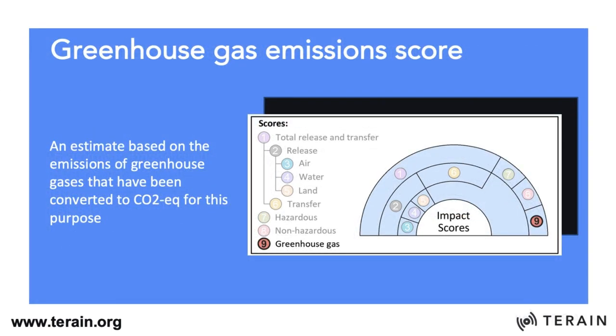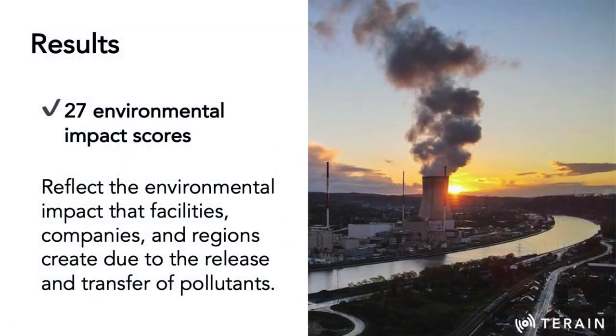Finally, we've got score number 9. This one is the greenhouse gas emissions score. This score is an estimate based on the emissions of greenhouse gases that have been converted to CO2 equivalents for this purpose. As a result, at Terrain we work with a total of 27 environmental impact scores that reflect the environmental impact caused by facilities, companies, and regions with the pollutants that they release and transfer.